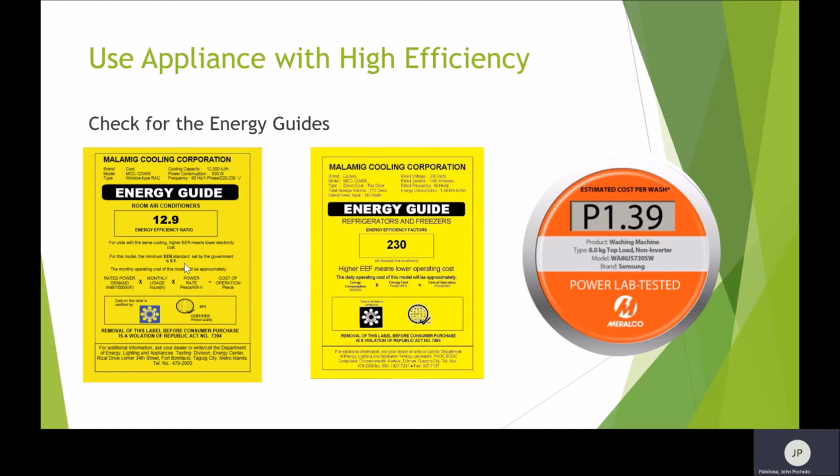Pwede nyo rin gamitin yung Meralco orange tag for other appliances. So kung mga microwave oven or mga electric fans and other appliances na meron tayo na na-test na, doon makikita mo naman yung actual cost niya per use nung equipment. So depende siya sa type na equipment. Tulad nito kung washing machine, nasa 1.39 pesos per wash yung kanyang estimated amount.